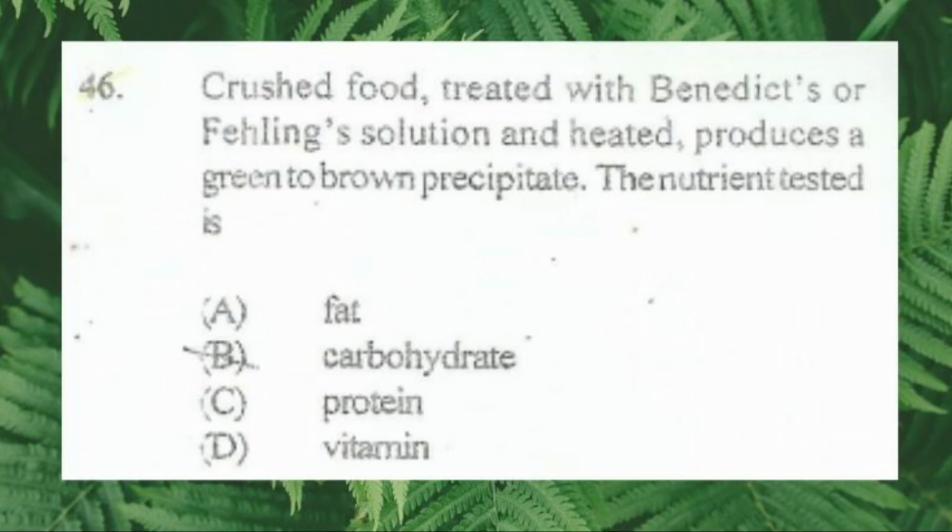Question number 47. The main reason for debeaking in poultry is to prevent A. Early ovulation, B. Cannibalism, C. Overeating, D. Feed wastage. The answer is B. Cannibalism. The chickens tend to feed on the flesh of each other if they are too close together.